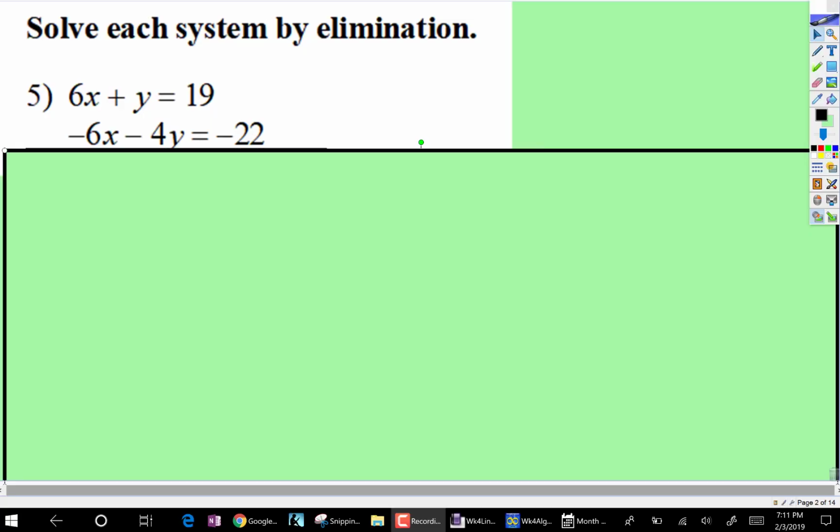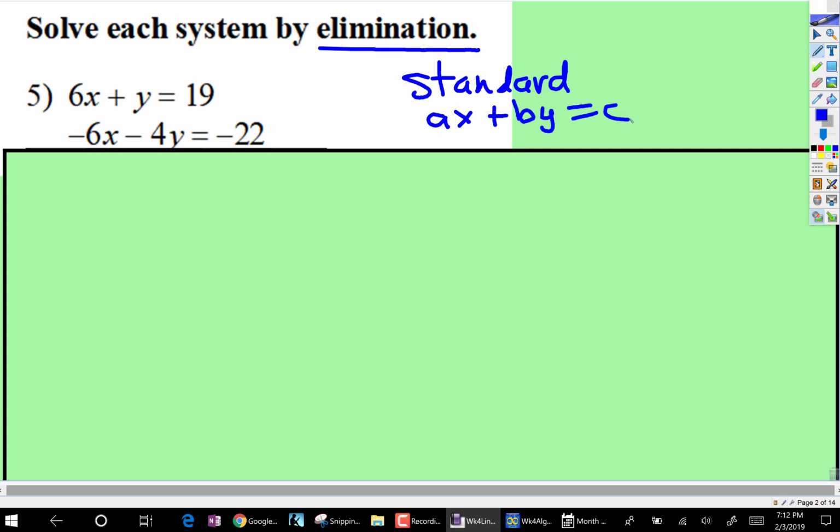All right, now we're going to figure out the values of x and y by using a method called the Elimination Method. And that is where you eliminate one of those variables. And notice we have equations that are set up in standard form. And remember standard form? ax plus by is equal to c. When it's in this form, elimination is usually a really easy way to solve.